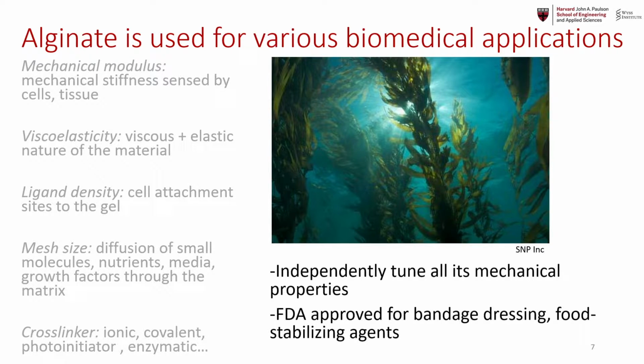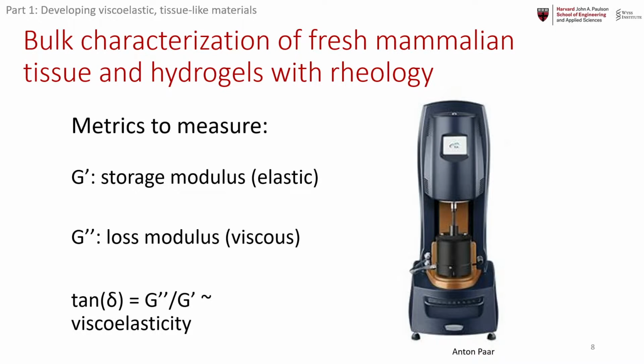And it's also advantageous because it's already approved by the FDA for bandage dressings and even food stabilizing agents. When we think about the properties that we're looking at, the G prime, so how elastic a material is, the G double prime, which tells us how viscous a material is, and then the ratio of these two, G double prime to G prime, gives us a sense of viscoelasticity.